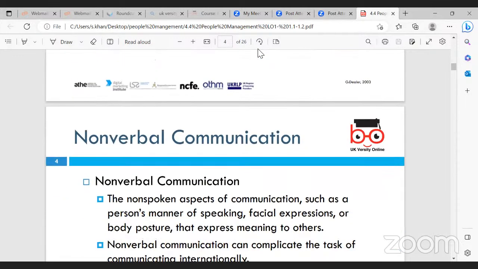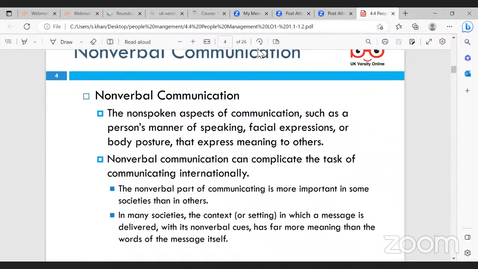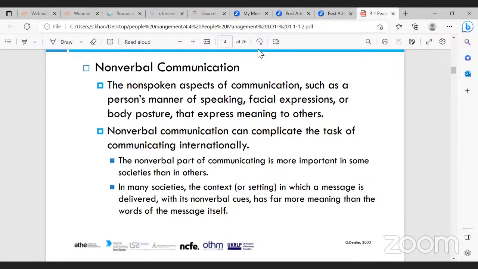Then we've got non-verbal communication, and this is the non-spoken aspects of communication, such as a person's manner of speaking, facial expressions, or body posture that express meaning to others. And non-verbal communication can complicate the task of communicating internationally. The non-verbal part of communicating is more important in some societies than in others. In many societies, the context or setting in which a message is delivered, with its non-verbal cues, has far more meaning than the words of the message.